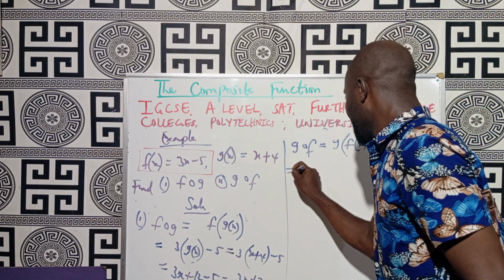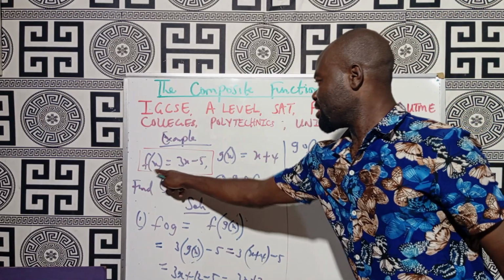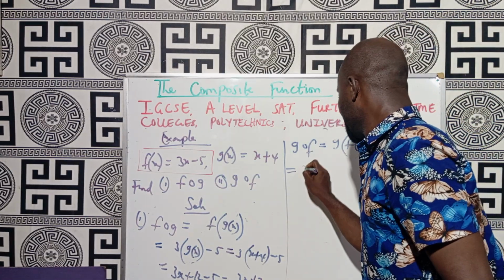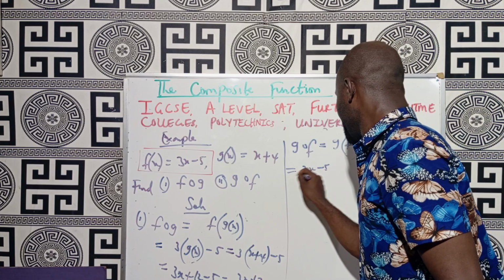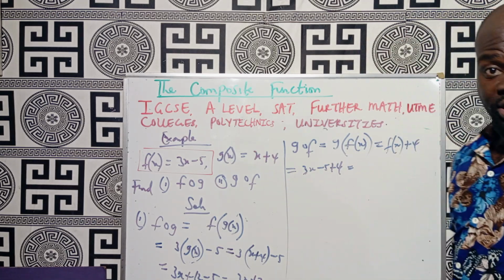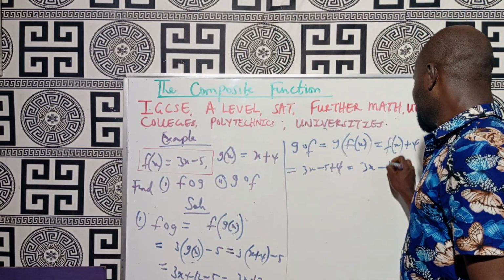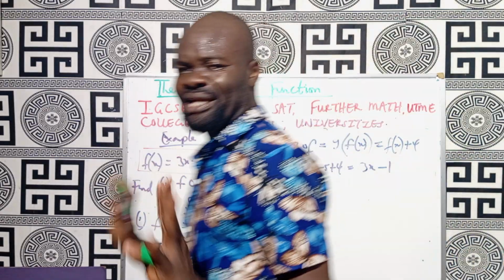So that means my f of x is already 3x minus 5. I put that there, then plus 4. Hope you get it. So that's 3x, and minus 5 plus 4 is minus 1. So that's it. Very simple and easy. That's the result.